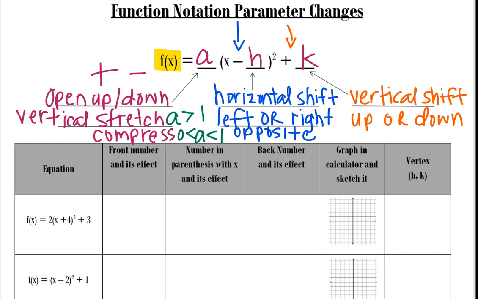In the first problem, they're asking us for the front number and its effect first. So my equation says f of x equals 2, parentheses, x plus 4, parentheses squared, plus 3. In this case, my front number, or my a value, is 2. Because that 2 is positive, I know my parabola is going to open up. Now, 2 is greater than 1, so I'm going to have a vertical stretch.